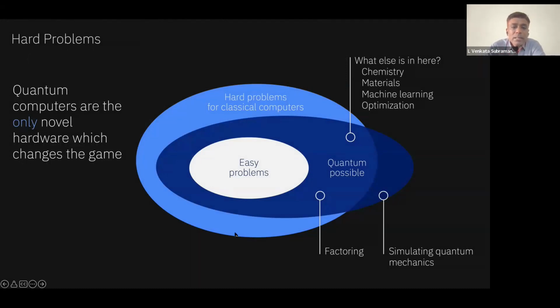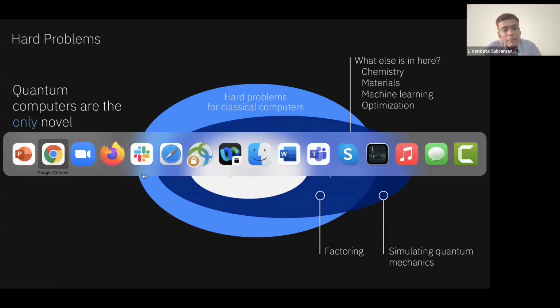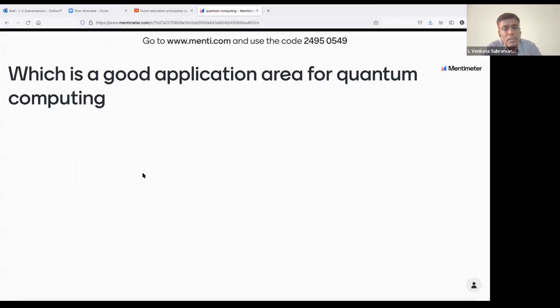So here are hard problems for your classical computers. This is the blue space, the blue space where classical computers today can do things. But before I talk more about this, I want to go back and give you another question here.